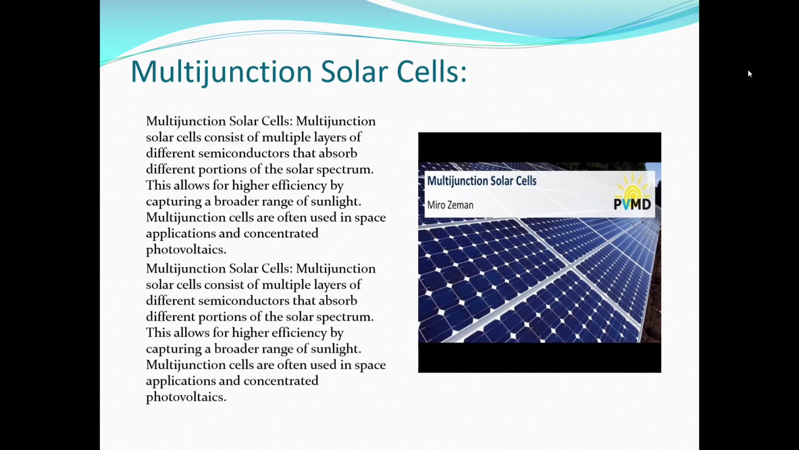Multi-junction solar cells consist of multiple layers of different semiconductors that absorb different portions of the solar spectrum. This allows for higher efficiency by capturing a broader range of sunlight. Multi-junction cells are often used in space applications and concentrated photovoltaics.